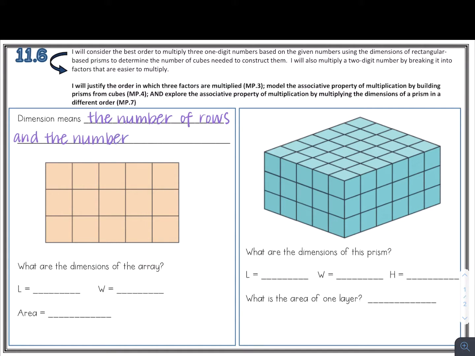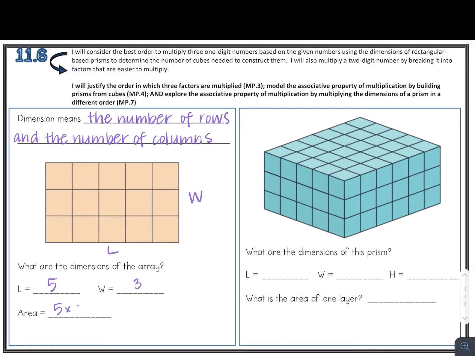And we learned about dimensions when we did perimeter and area. So we're going to be talking about area today. We can also say dimensions are the length, the width, and the height. So in our orange rectangle, we have a length of 5 units and a width of 3 units. And if we want to label the rectangle, we can also put W and L.